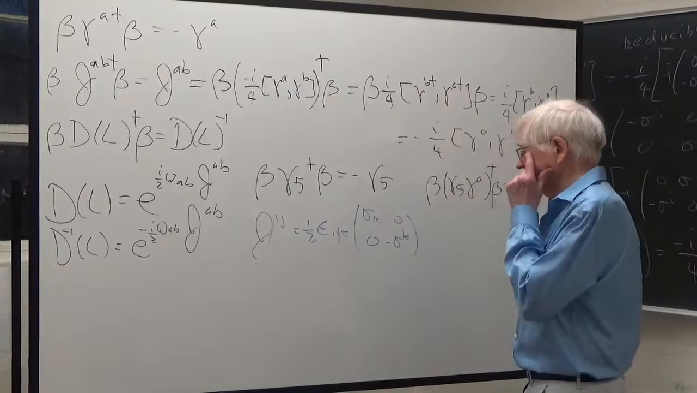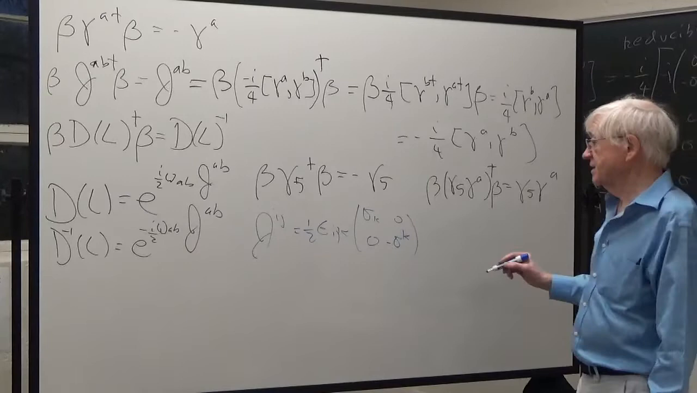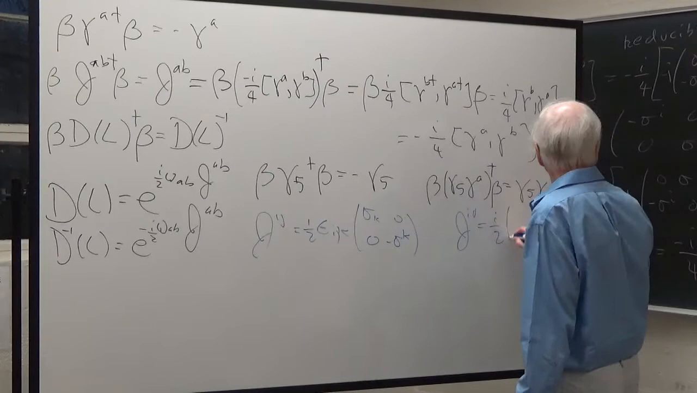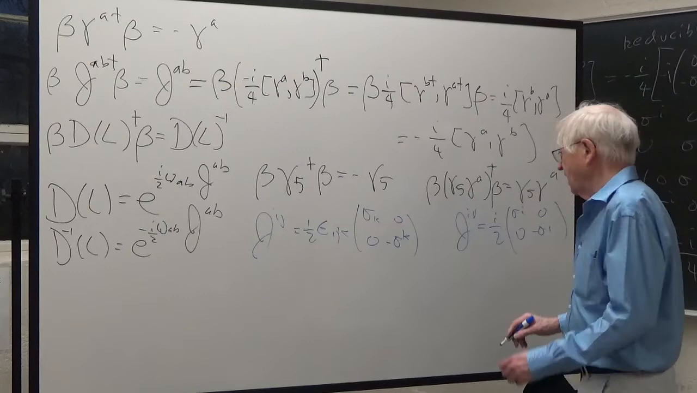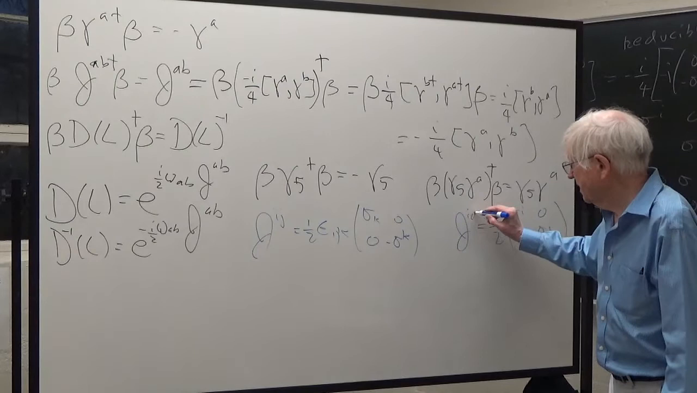And the boost ones are over there, namely J_i0 is i over 2 times the matrix with sigma_i, 0, 0, minus sigma_i. So let's notice something. These things are Hermitian because the Pauli matrices are Hermitian. These ones are anti-Hermitian, and that's because they're generating the non-compact part of the group.